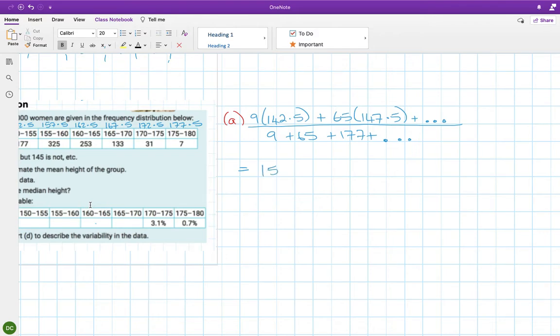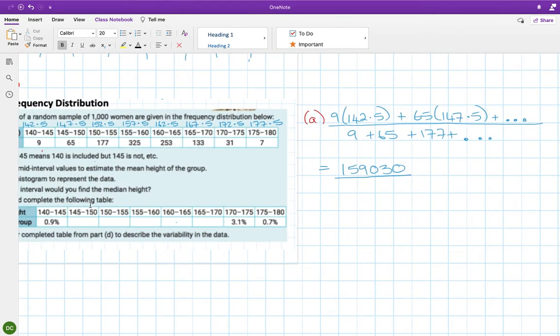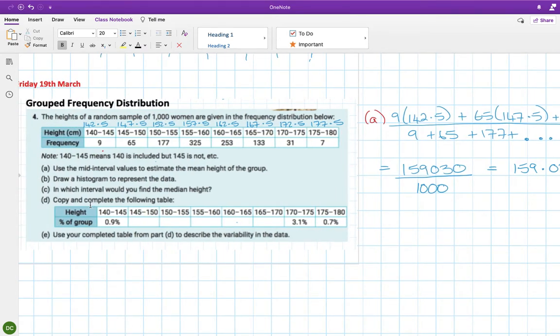I got 159030 for all of that. And then the bottom line is 9 plus 65 plus 177 plus 325 plus 253 plus 133 plus 31 plus 7, which is 1,000. Oh, I knew that. They told me that. Anyway, 159030 divided by 1,000 is 159.03 centimeters, which is the mean height. Okay.